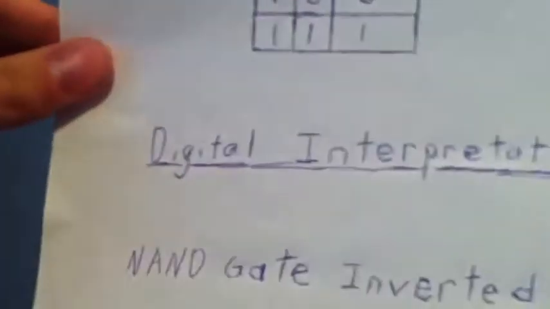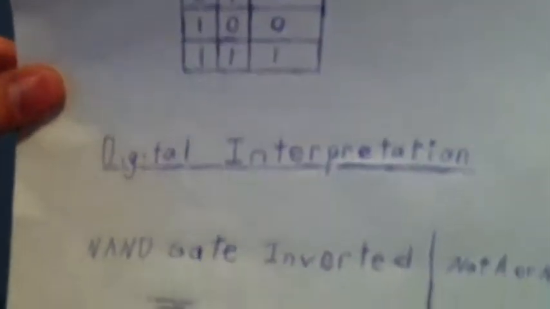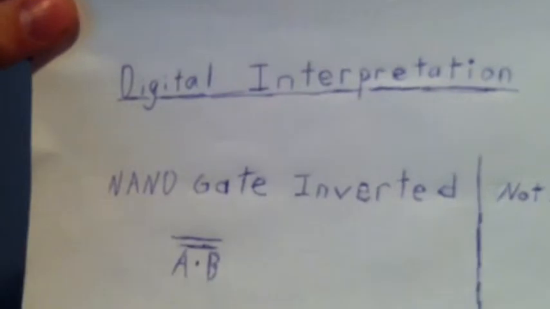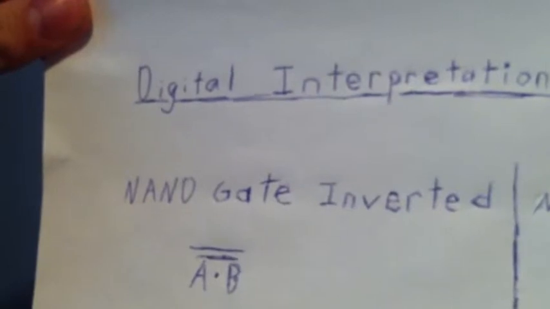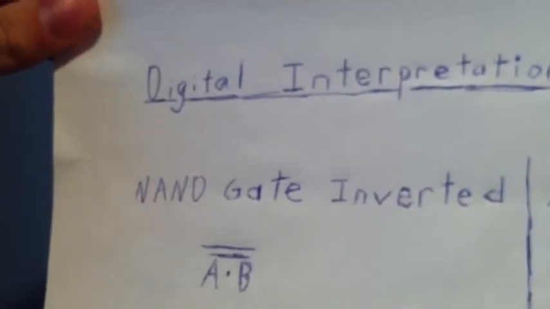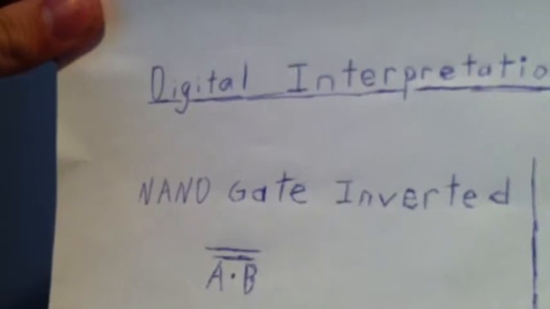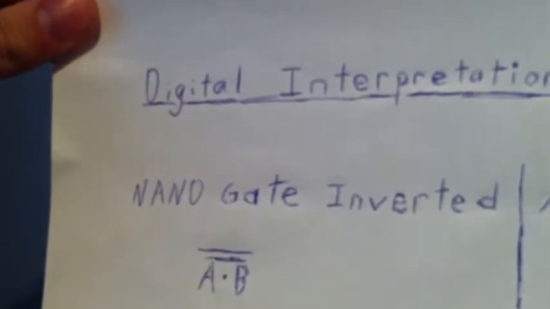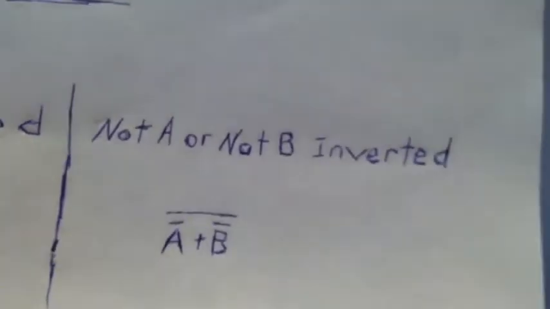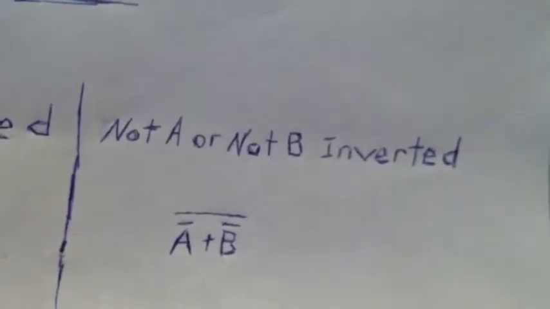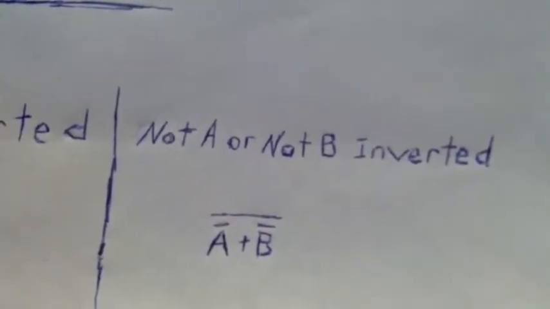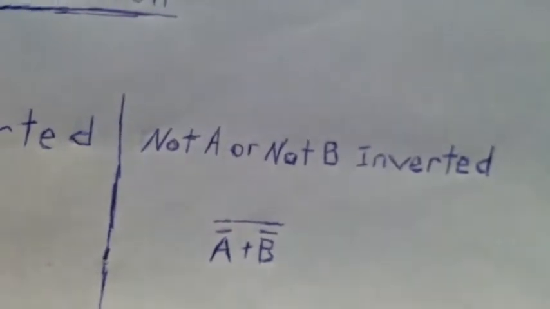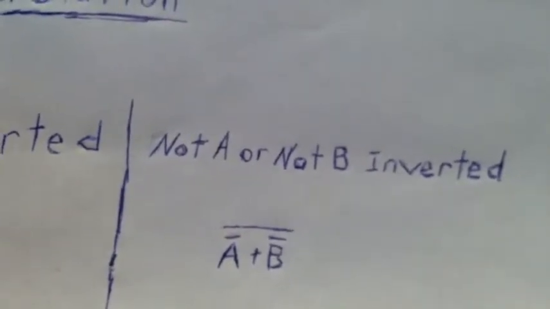Okay, so here are two different interpretations that you can use. One way is to create a NAND gate and then invert that output. I know it looks kind of weird how I wrote it, saying A times B, NOT-ed, and then NOT it again, but I think you'll understand later when I show you. A second way is to take NOT A or NOT B and then invert that output. As you can see at the bottom, it's NOT A plus NOT B, and then NOT that output.